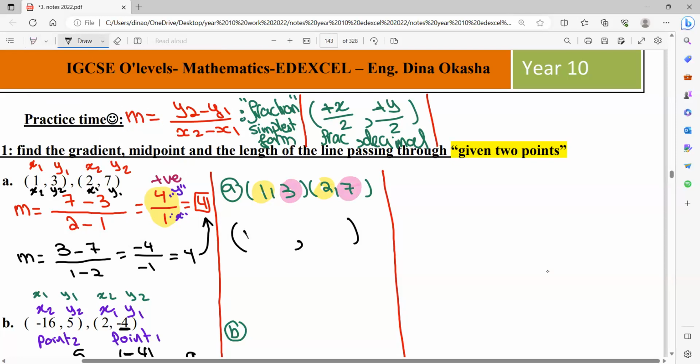Add the yellow, 1 plus 2 over 2. Add the pink, 3 plus 7 over 2. And find the simplest form. 1 plus 2 على 2 is 3 على 2 or 1.5. Okay, هنا I wouldn't mind changing it to decimal because as you can see, it's a terminating decimal. لطيف. And 3 plus 7, 10. 10 على 2, which is 5.